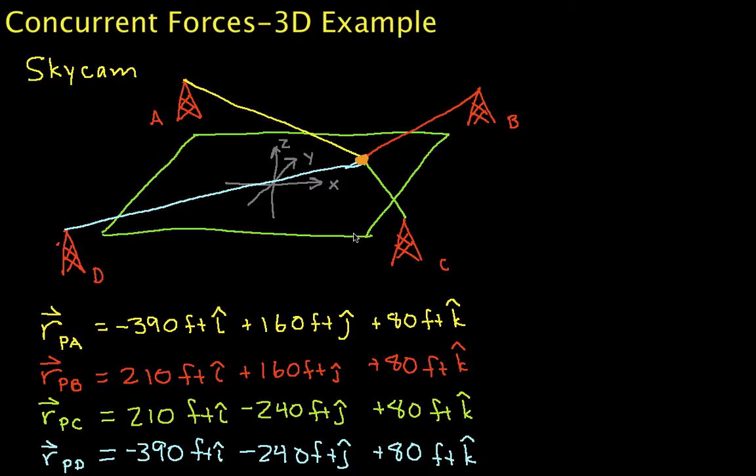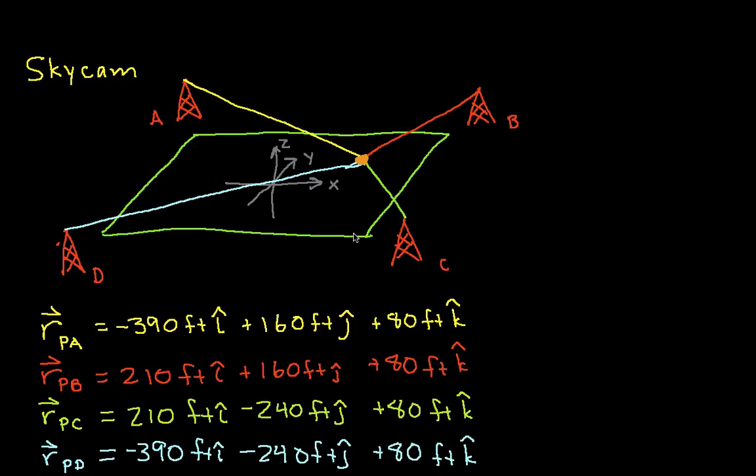Welcome to this video in which we will do an example in three dimensions of finding the resultant vector for concurrent forces. Again, concurrent forces are forces that all act on a single point. And in this case, the example we'll use is one that I sort of made up based on the SkyCam. If you're interested in what a SkyCam is and how it works, look it up on Wikipedia.